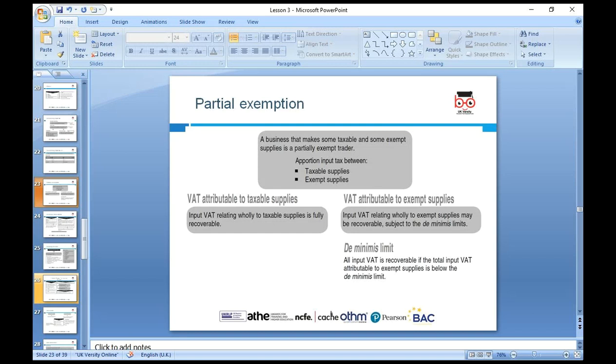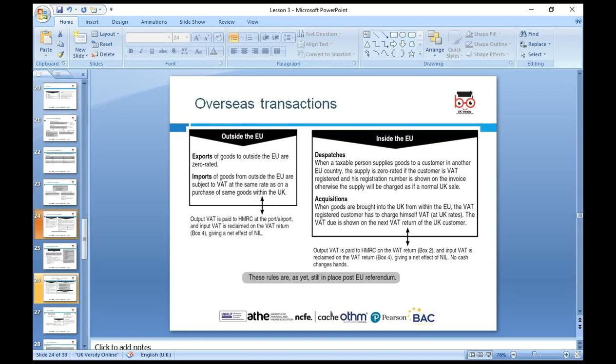So VAT attributable to taxable supplies: input VAT relating to the whole of the taxable supplies is fully recoverable. But the VAT on input relating wholly to exempt supplies may be recovered. There is a de minimis limit, £650 worth of goods. If it's more, we can't claim it. So that's only the de minimis. All input is recoverable if the total input VAT attributable to exempt supplies is below the de minimis limit.